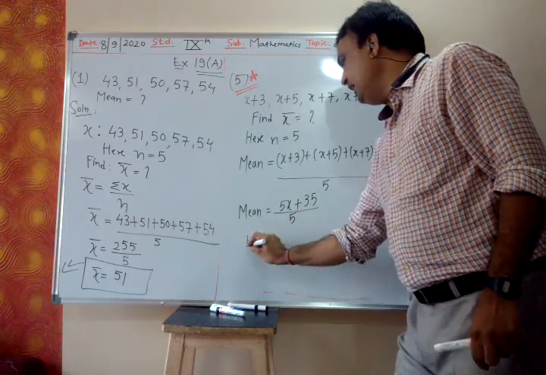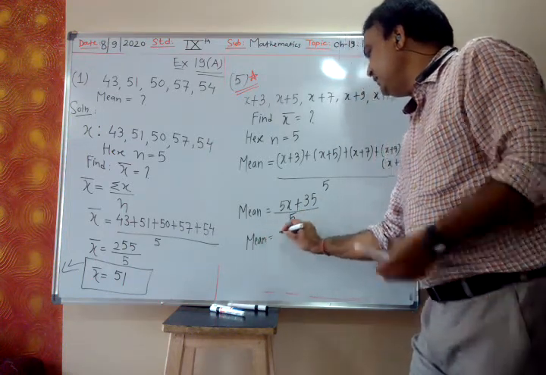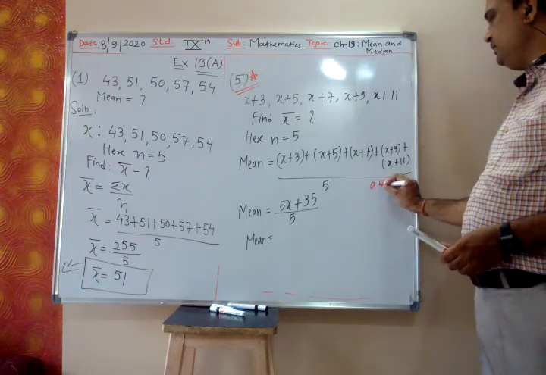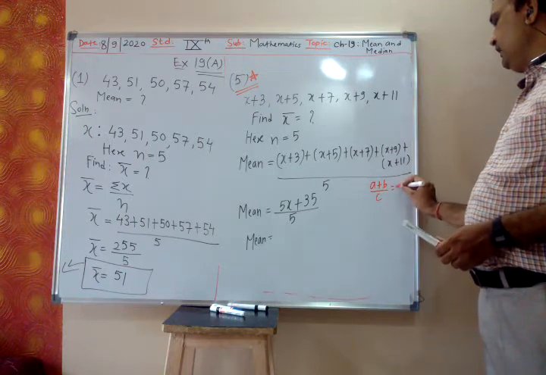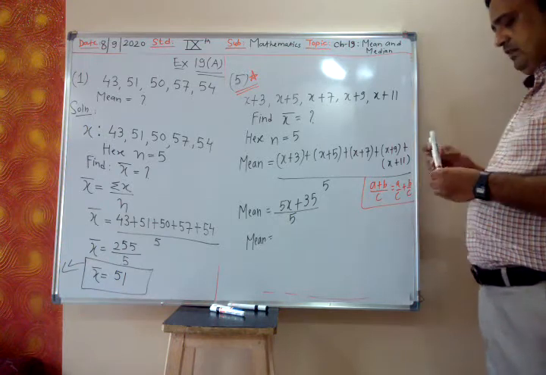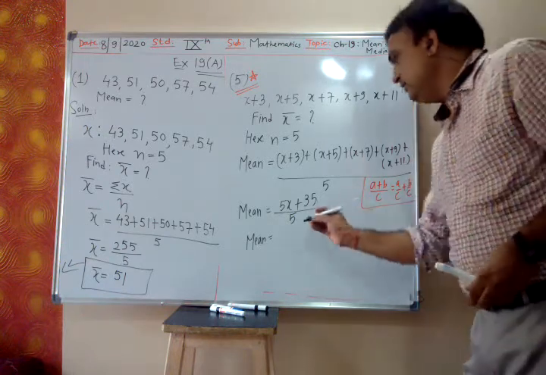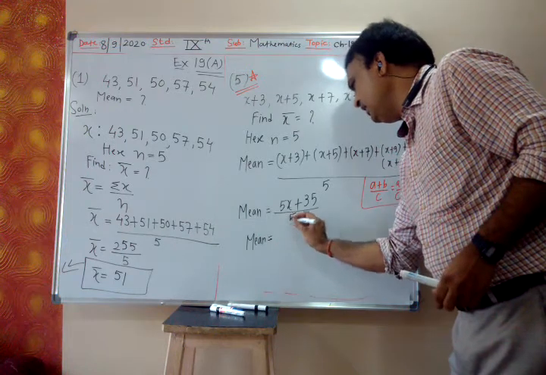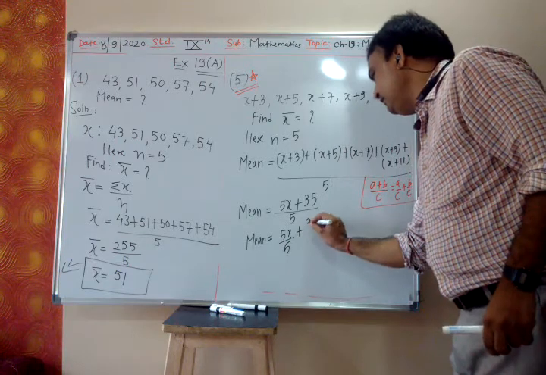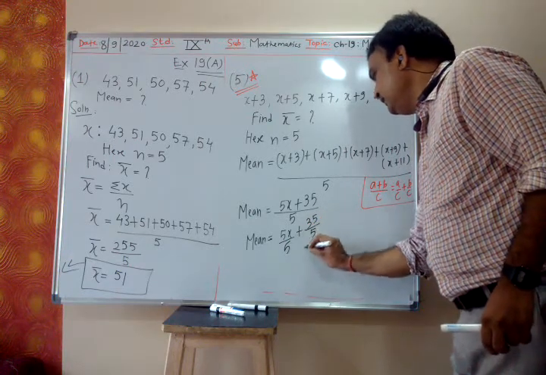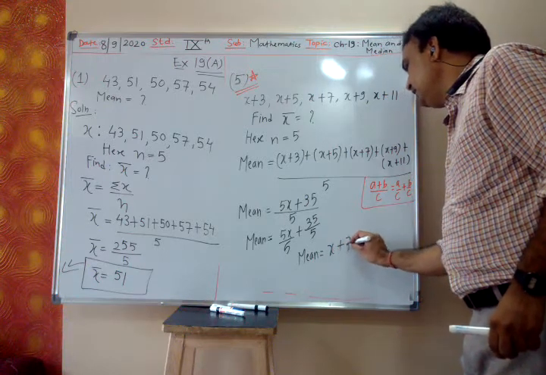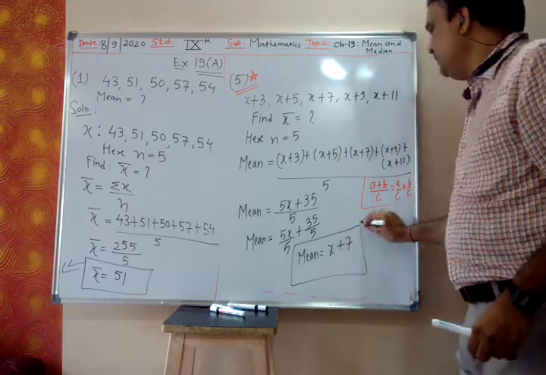Now I will divide each number by 5 because we use this result: (A plus B) by C is A by C plus B by C. So I will divide each numerator term. 5x upon 5 plus 35 upon 5. The 5 gets cancelled. So x plus 7 is the mean value.